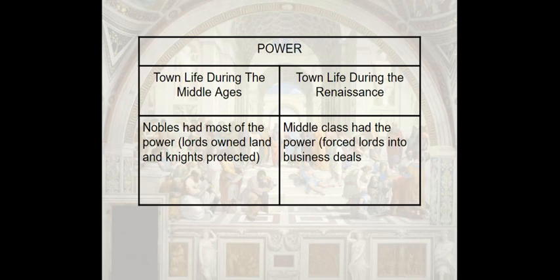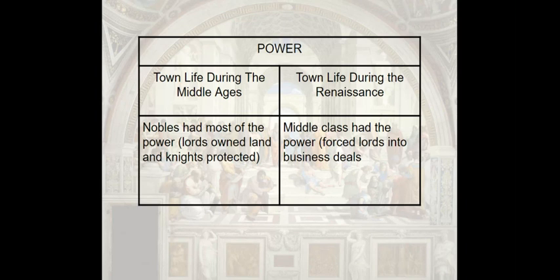Town life during the Middle Ages, the nobles had most of the power. So the lords owned the land and the knights protected. So there was kind of that obligation in the feudal system. You're going to obey me and follow my rules and follow my laws because I give you something.